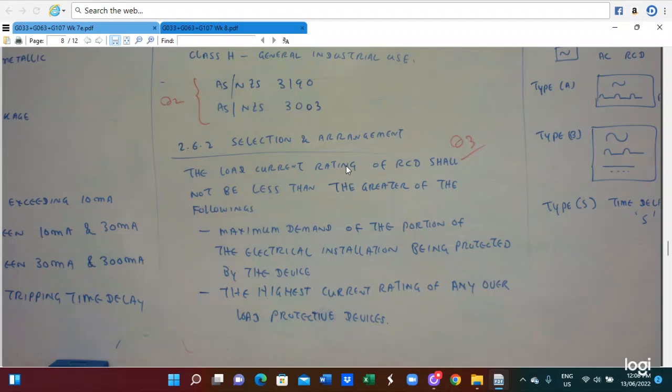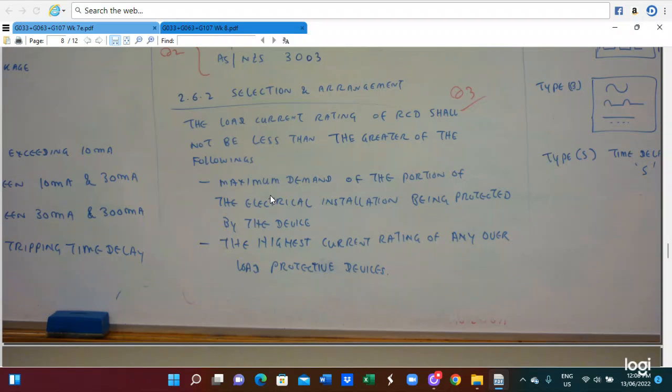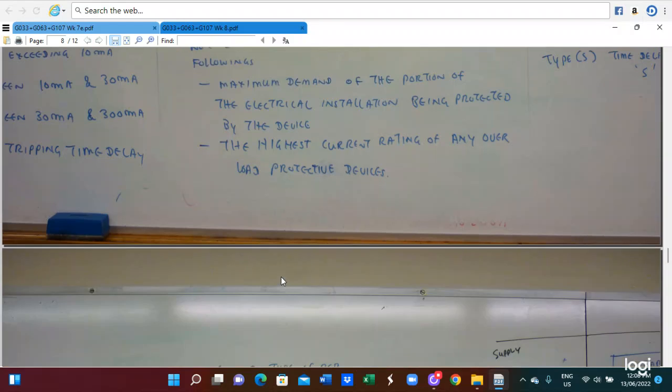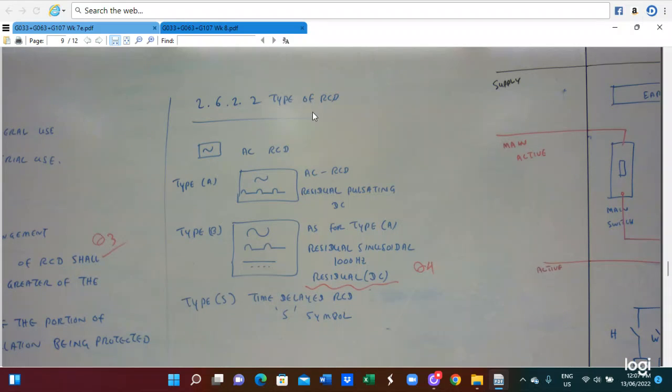The load current rating of the RCD shall not be less than the greater of the following: the maximum demand of the portion of the electrical installation being protected by the device, and the highest rating of any overload protective devices. Here are the types of the RCD.